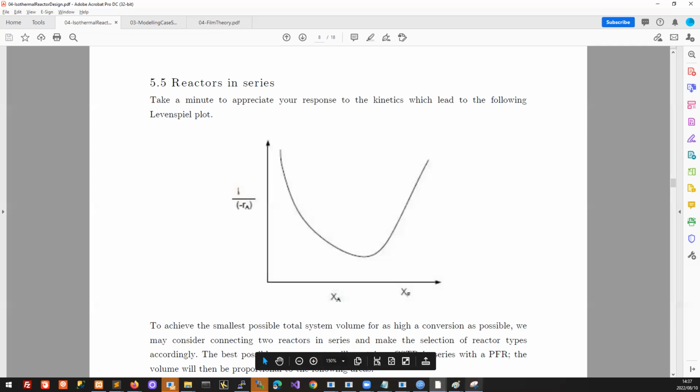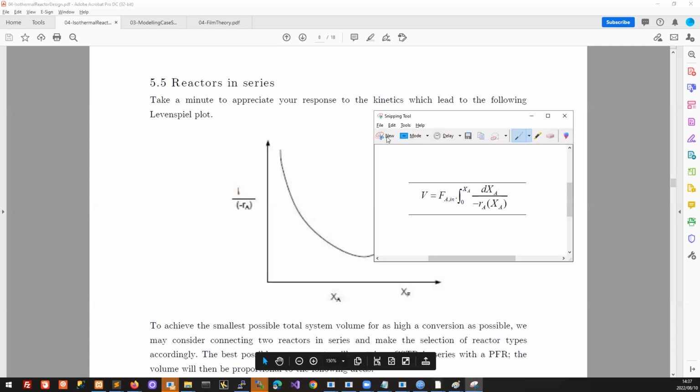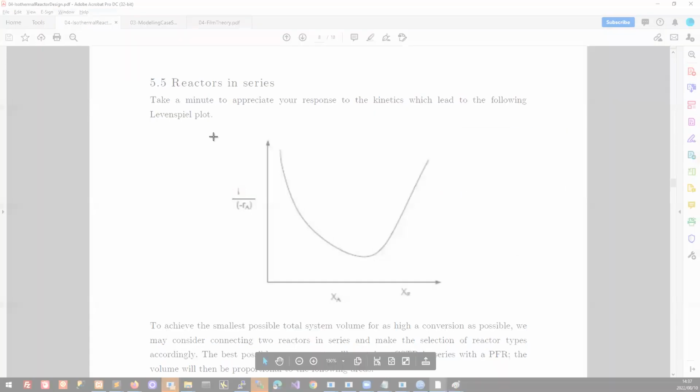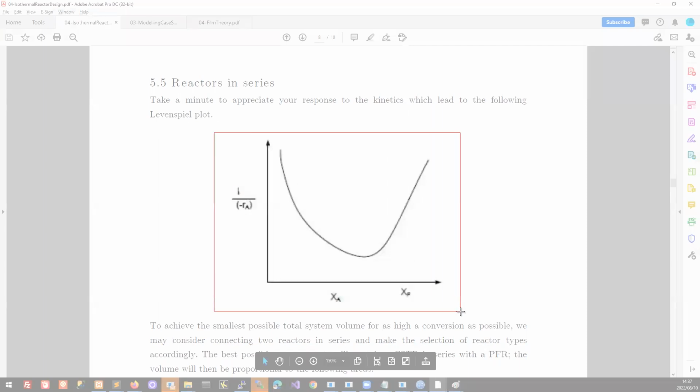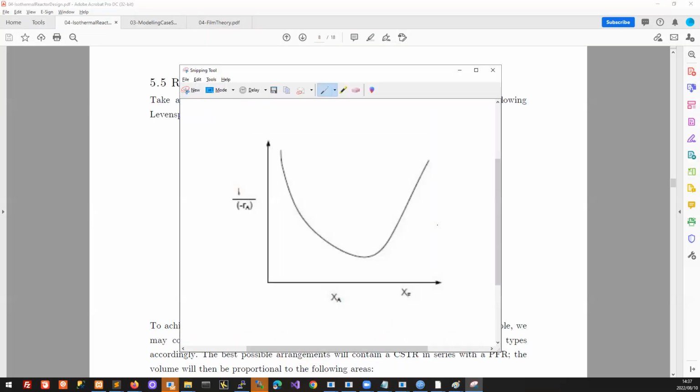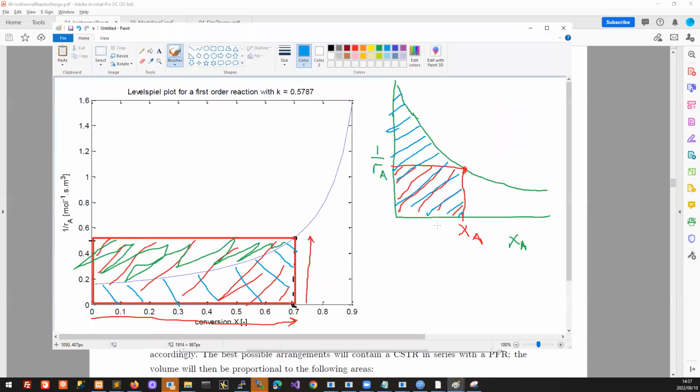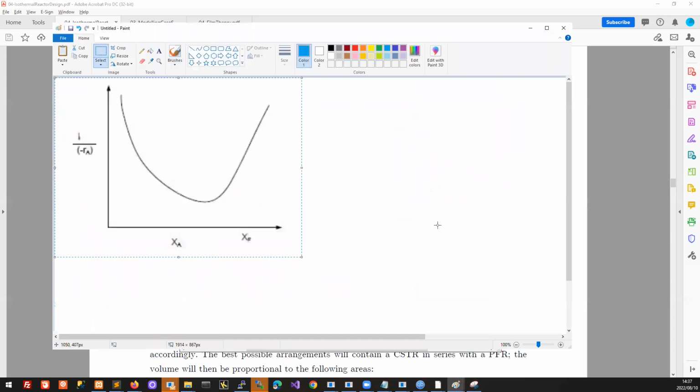You can use more than one reactor. Sure, and keep going. What reactors and where would you put them? You can place them in series, one after the other, to use less volume while having more conversion.